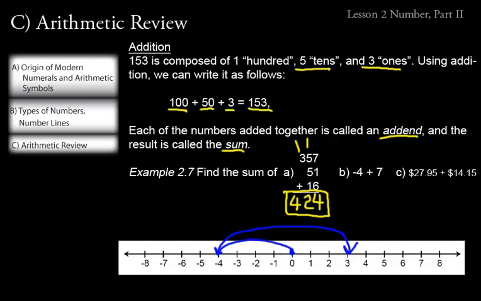The order doesn't matter though. We could have added 7, then moved back 4. We still would have ended up at 3. So that would be the answer there. We don't have to put a plus sign in front of it either. We can just write the number 3 and it's understood that's positive.